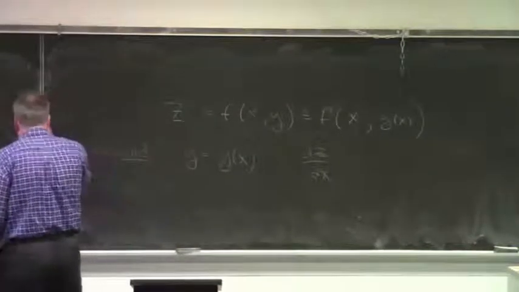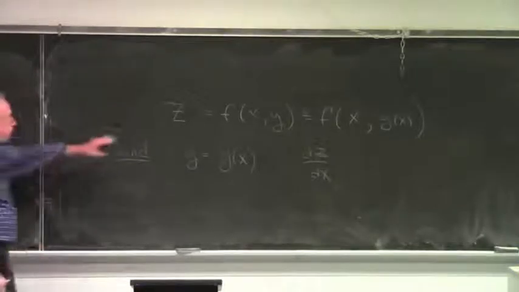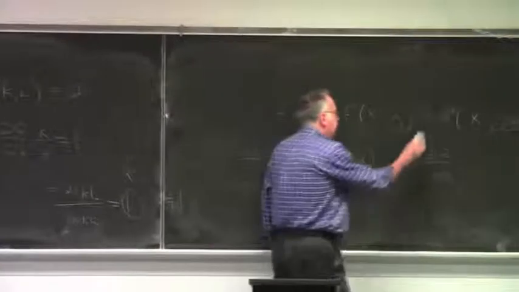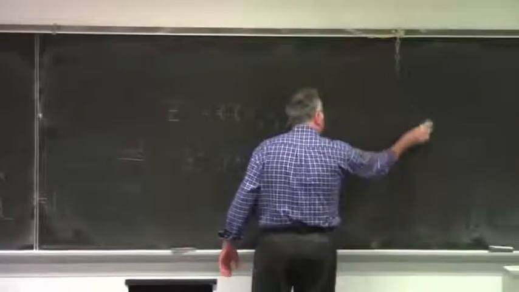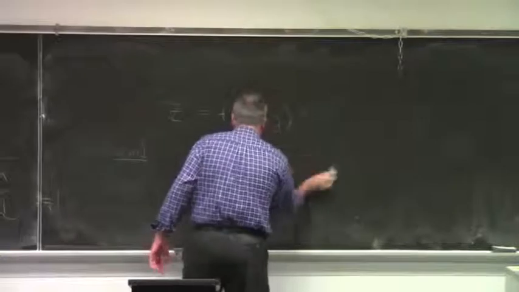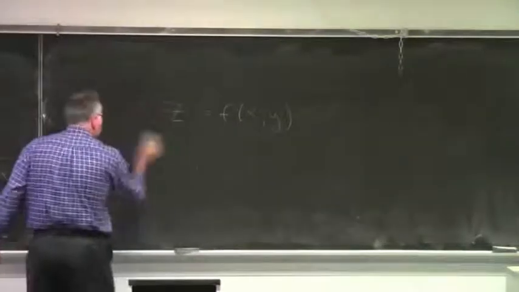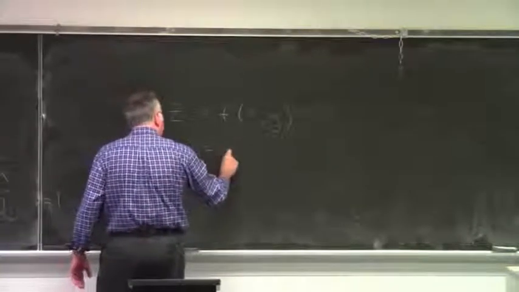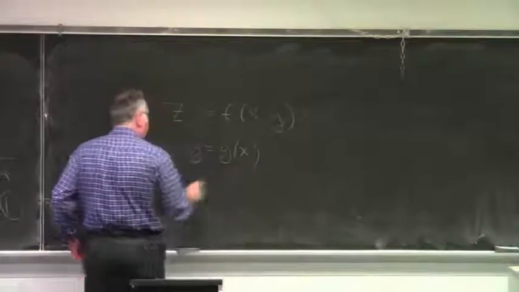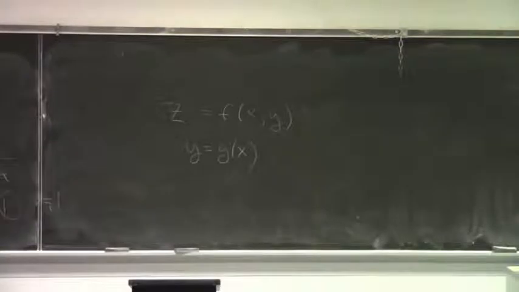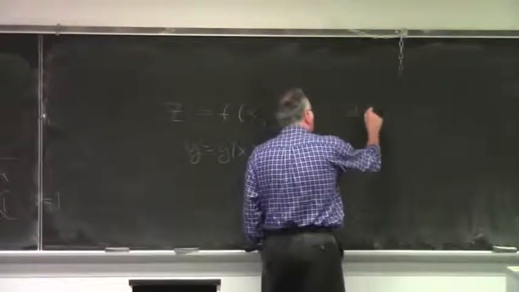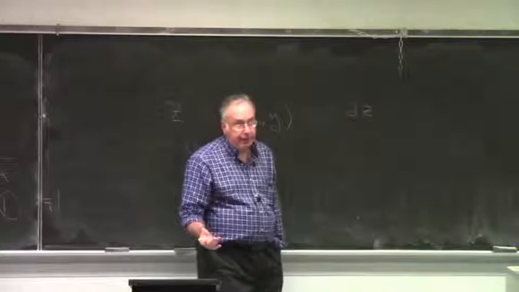Let's take this expression here. Z is a function of x and y. And let's just forget about this part. Oh, I don't want to erase this. We're still assuming y is a function of x. Let's take the total differential of z. The total differential of z will be exactly the same as before.